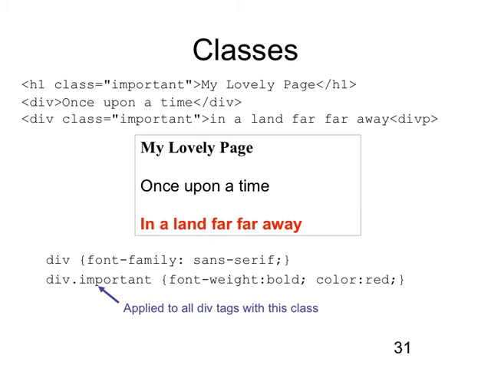You can even be more specific and you can say div.important, and then that will apply to any div that has the class important. Now, the regular div stuff still applies. So in this case, once again, both divs are in sans serif. But the divs that are important will have the bold and red.